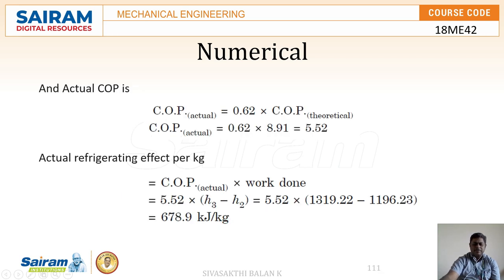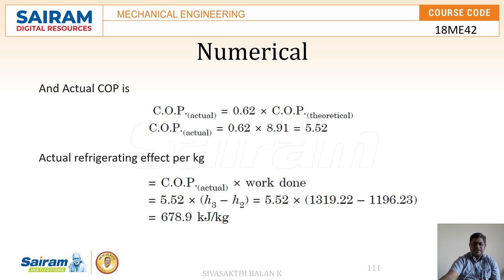And the actual COP, we know that it is 0.62. The relative COP is given as 62 percentage. So relative COP is nothing but the ratio of the actual COP to the theoretical COP. So we know that relative COP is 0.62, and the theoretical COP we have calculated in the previous slide as 8.91. Substitute these two values, we get COP of actual as 5.52.